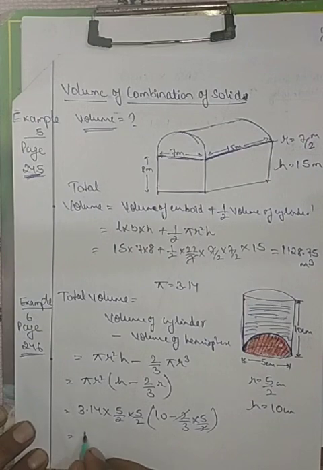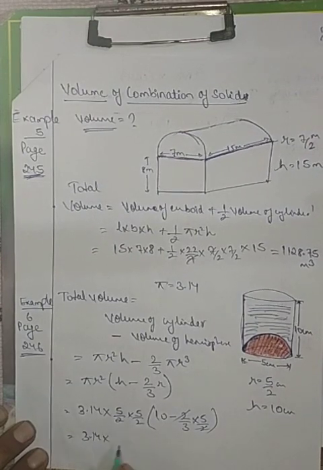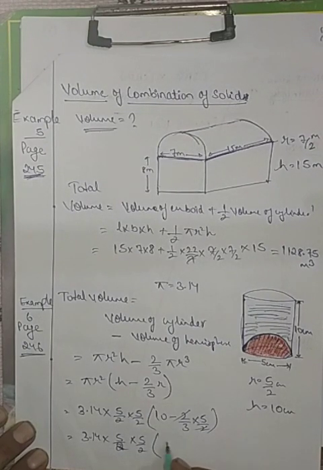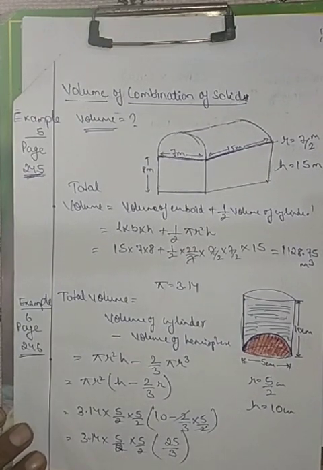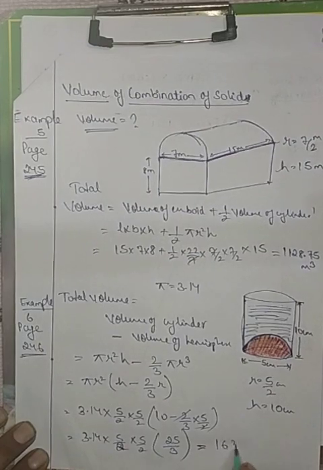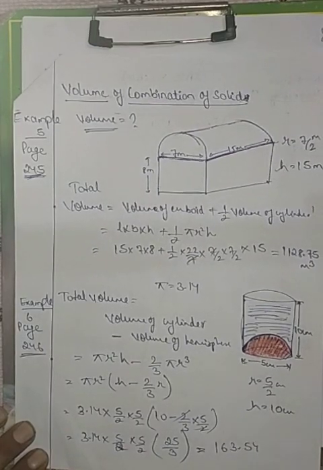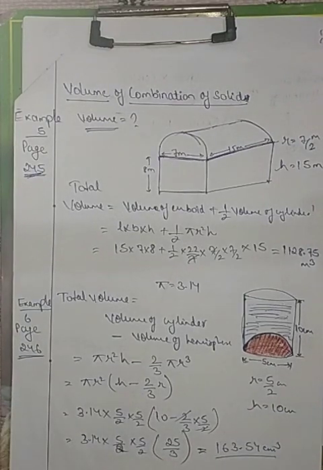Now solving it, 3.14 into 5/2 multiply 5/2. This will be 30 minus 5, 25/3. After solving, you will get it as 163.54 centimeter cube.